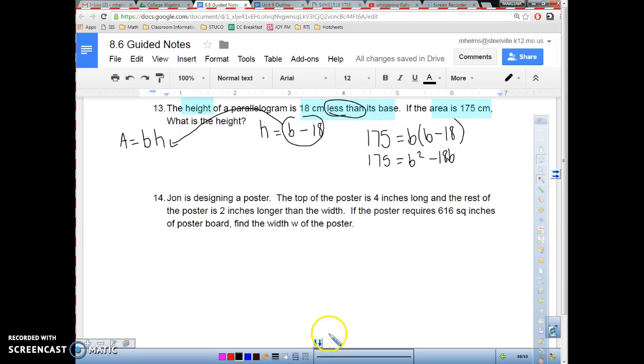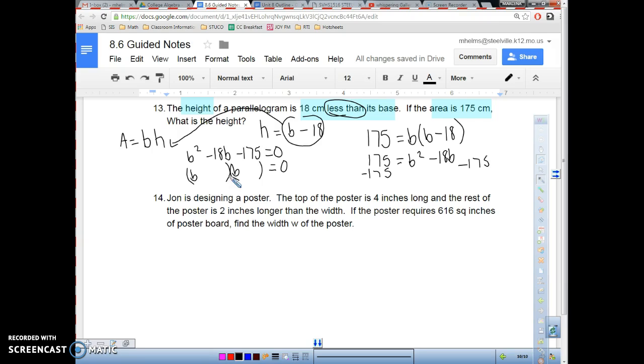Ooh, this looks like one of the problems we've been working this week here, and we can subtract 175 so that it equals 0. So I have b squared minus 18b minus 175 is equal to 0. Then I'm going to factor that. So you can make your t-chart, or you can play around with your calculator, and you can come up with numbers that will multiply to give you negative 175 and add to give you negative 18. So we know that one's positive, one's negative. The bigger number has to be negative.